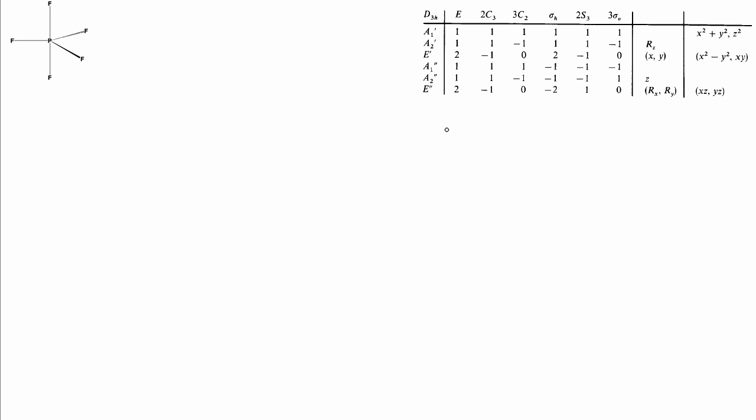And so the first step that we're going to want to do is figure out what happens to all of the different atoms when we apply the different symmetry operations. The first symmetry operation that we're going to apply is the identity, and in that case all 6 of these atoms are going to stay in place, so we'll get a value of 6.